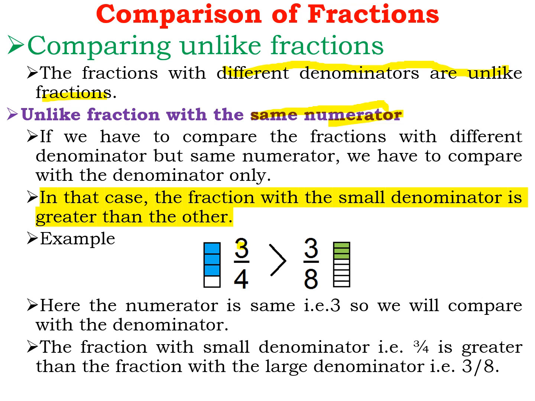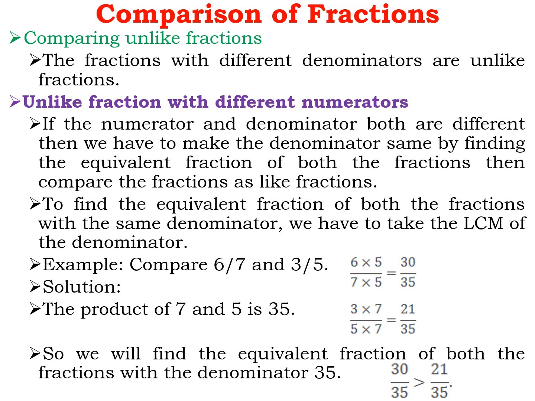One example is 3 by 4 and 3 by 8. Here, the numerator is the same, that is 3. So we will compare with the denominator. The fraction with the small denominator, that is 3 by 4, is greater than the fraction with the large denominator, that is 3 by 8.